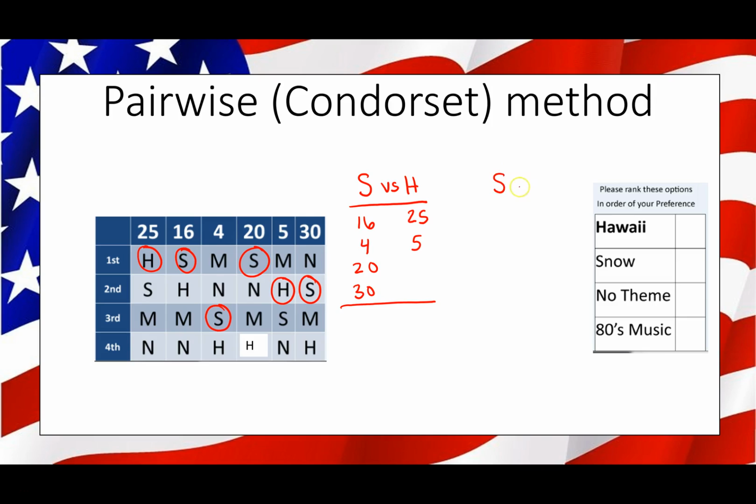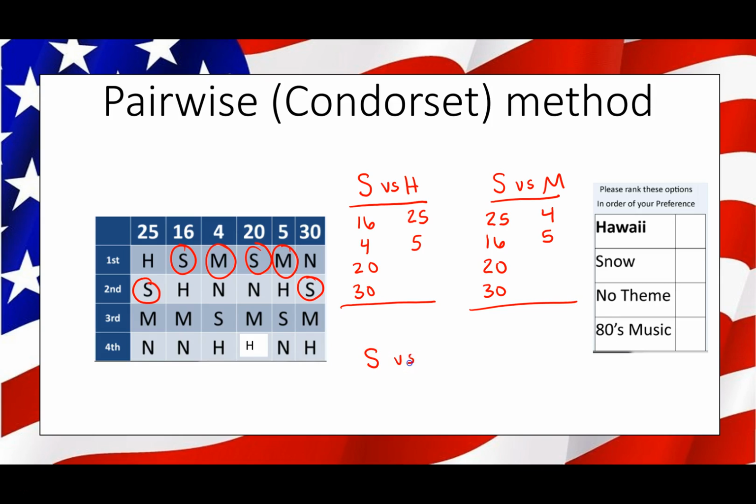So now let's do S versus M. In this column, S beats out M. It's on top, right? It's above, so it gets 25. S wins here as well. M wins here with 4. S wins here. M wins this one. And S is preferred here. Again, S is just way dominating M, so S moves on to S versus N, our last one.